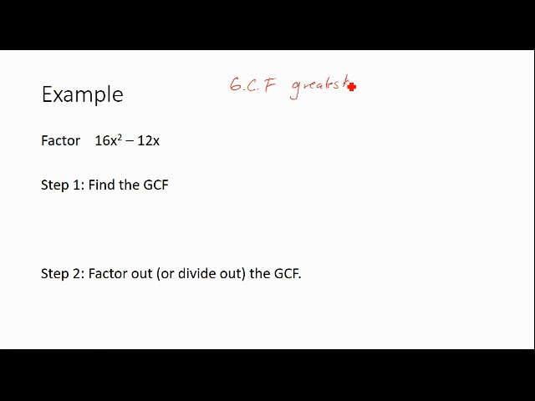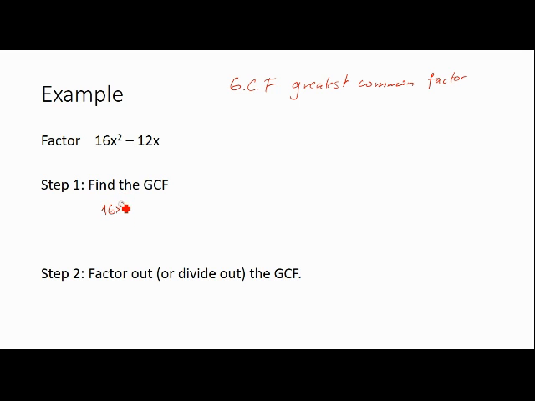Greatest common factor, and is basically the greatest term, the greatest expression that can divide both these expressions exactly. So our first step is to find the GCF. So how do we find it?